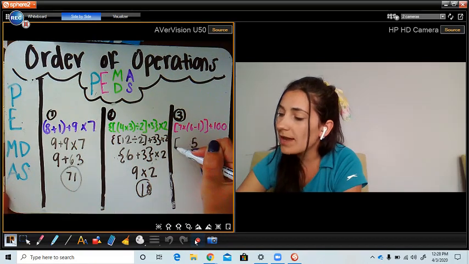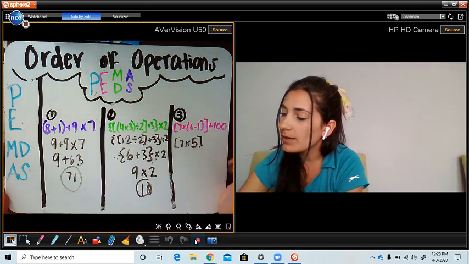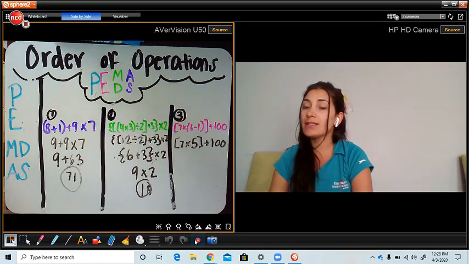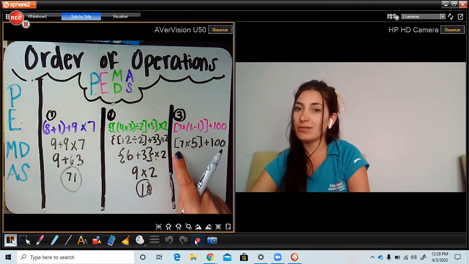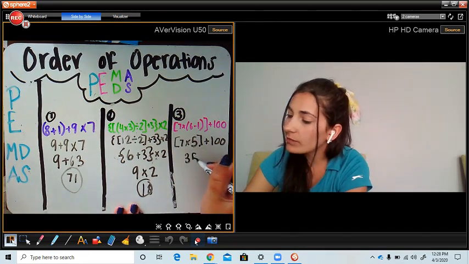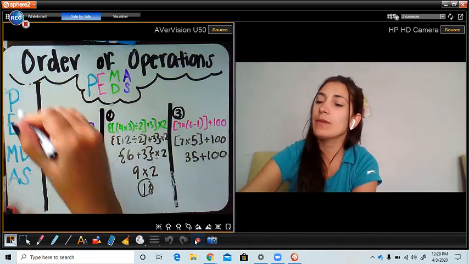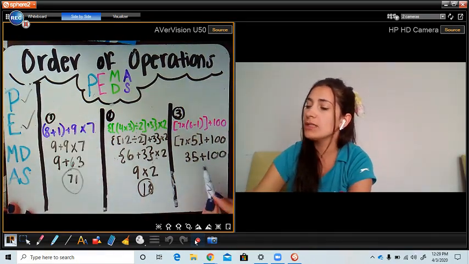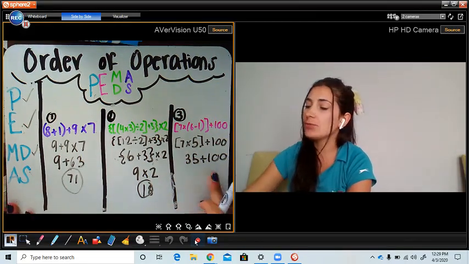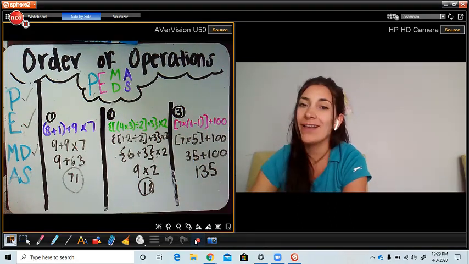So we have a bracket 7 times 5 in the bracket plus 100. So we haven't finished parentheses yet because these brackets are still considered parentheses. So 7 times 5 is 35 plus 100. We're going to go ahead and write it down. So we finished our parentheses. There's no exponents, no multiplication or division, and now we have addition or subtraction. We just have addition left, so now it's going to be 135.